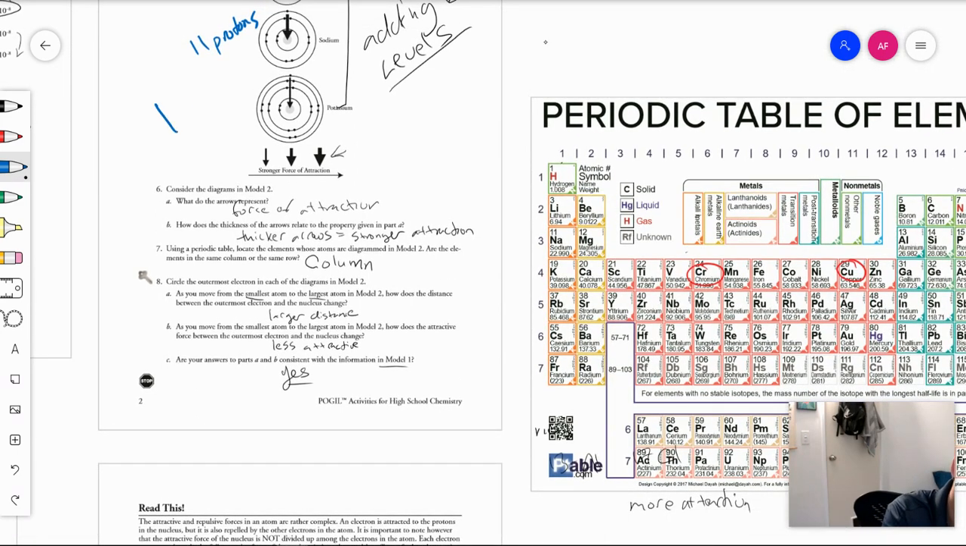I'm so smart. No, that's just what happens when you teach chemistry for a long time. You start to memorize these things.